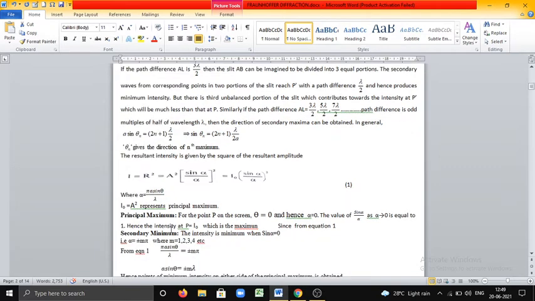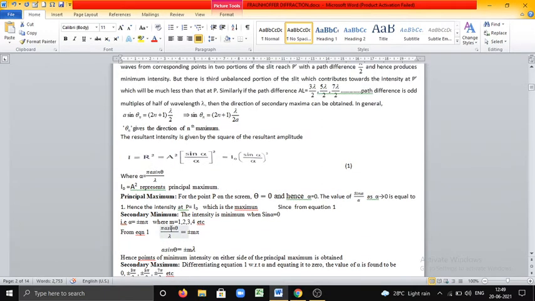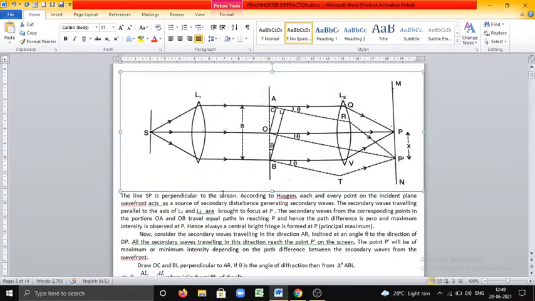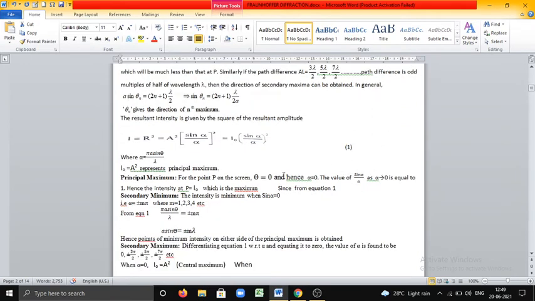Now let us see the positions of principal maxima, secondary minima and secondary maxima in the diffraction pattern. For the point P on the screen, where the principal maxima is obtained, theta is equal to 0 and hence alpha is 0. When alpha is 0, the value of sin alpha by alpha, as alpha tends to 0, is equal to 1. Hence the intensity at P is equal to I naught. When sin alpha by alpha is equal to 1, from this equation we can see that the intensity is I naught. This is called the principal maxima, which is the maximum intensity.